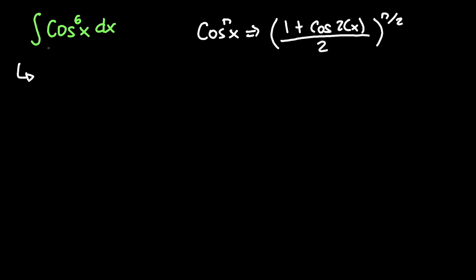And so what we have here is cosine to the power 6. So we will transform this. This would be 1 plus cosine twice our value of x, which is simply x, so this would be 2x over 2. And here n is equivalent to 6, so 6 divided by 2 would be 3.